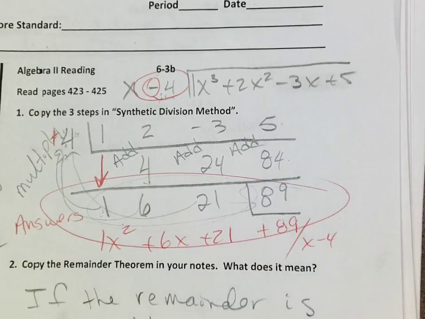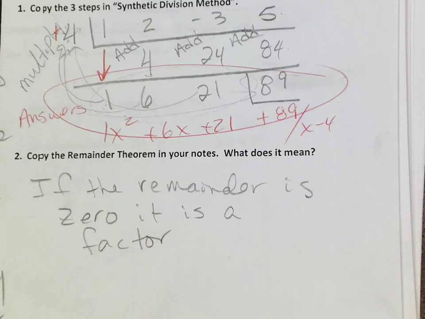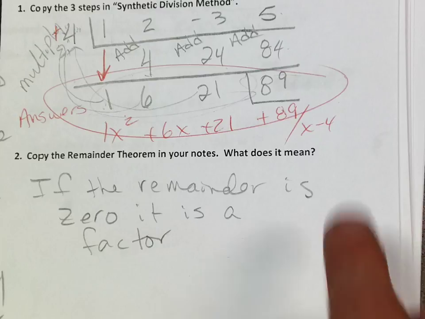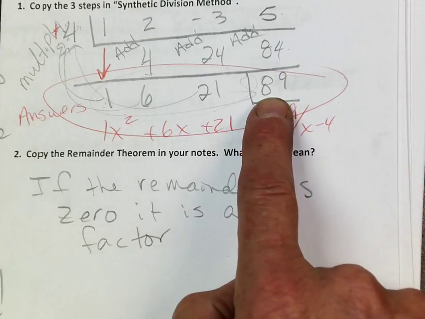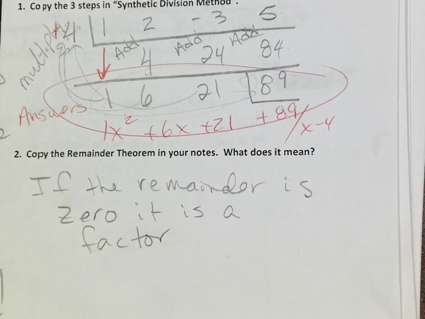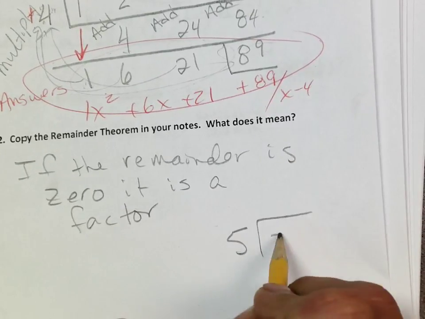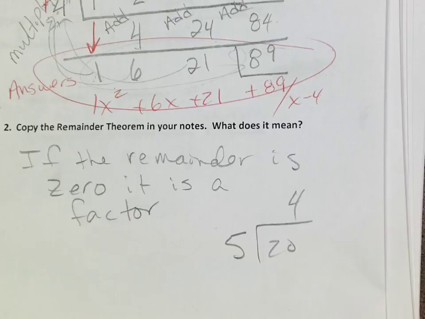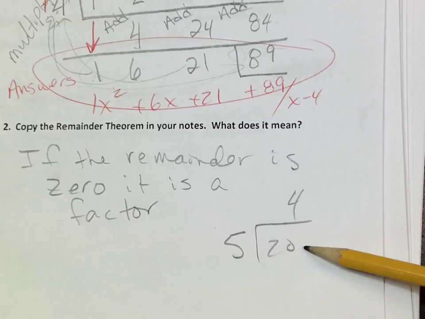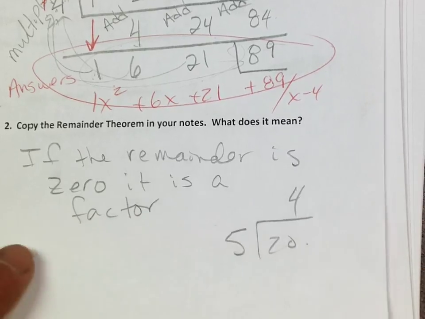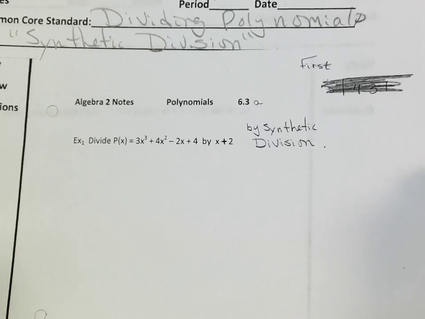Now, the remainder theorem just says if the remainder is 0, if we got an answer of 0 here, it would be a factor. And I showed that if you divide 20 by 4, it goes in evenly because 4 is a factor. Is 4 a factor of 20? Yes. Okay, now let's use synthetic division to divide this one.